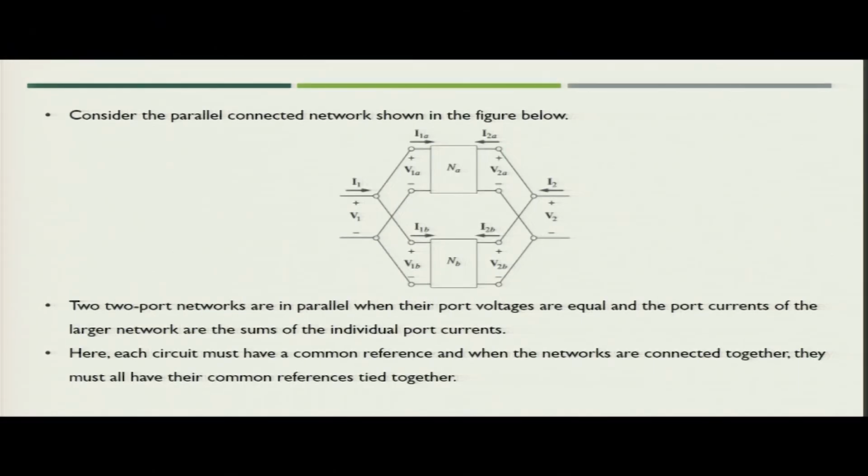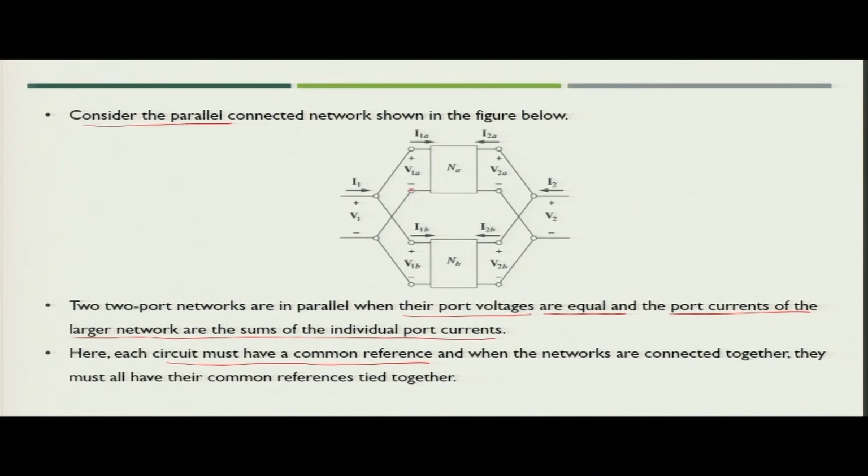Now, let us consider the second case, in which the network is connected in parallel. Here we have network A and network B. These are connected in parallel when their port voltages are equal and the port currents of the larger network are the sum of the individual port currents. That means V1 and V2 are applied to both of the sub networks, and I1 is I1A plus I1B.